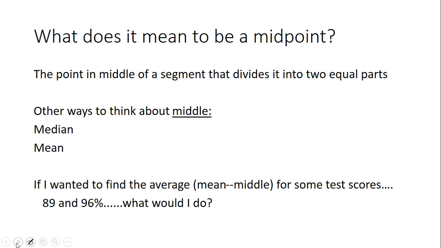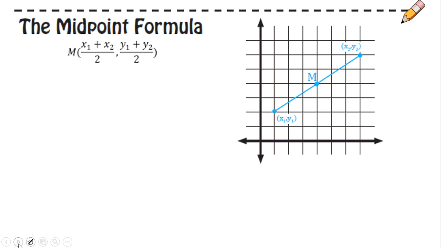Let's say I wanted to find the average or the mean middle for some test scores. If I have an 89 and a 96 on two tests and I want to find the average, what would I do? Well, I would just add them together and divide by 2, right? Because that's how many I have. I have two tests. I'd add those two together, find the sum, and divide by 2. We're going to do a similar thing with the midpoint.